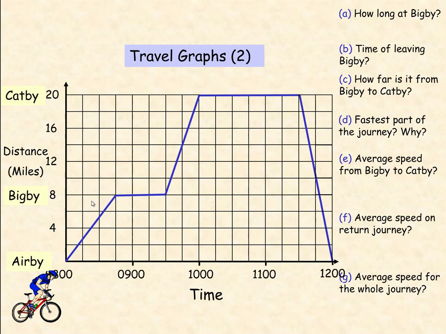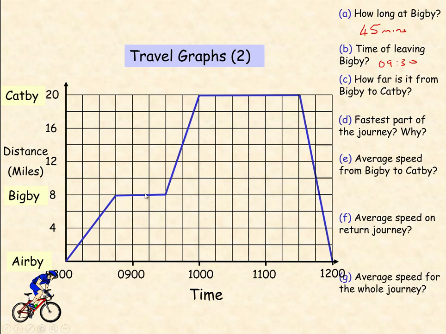So how long do they spend at Big B? At Big B they arrive there. That's 8:45, and we've got 15, 30, 45. So we spend 45 minutes at Big B. So you can write 45 minutes there. What time did they leave Big B? So there's Big B. They left Big B there, and that's at 9:30. Again, we haven't been told if it's AM or PM, so you can write 9:30.